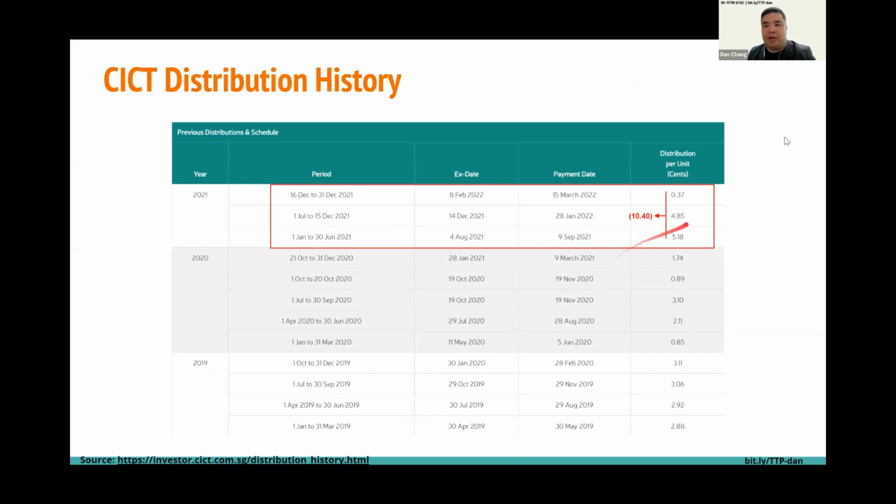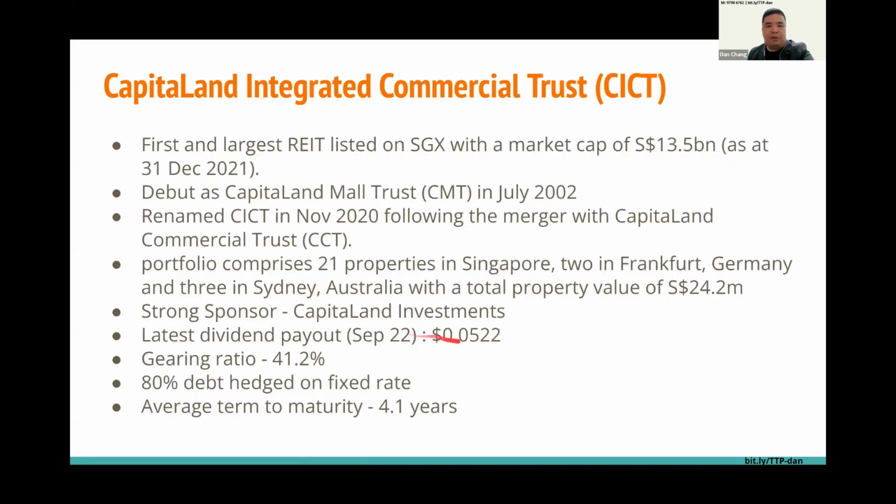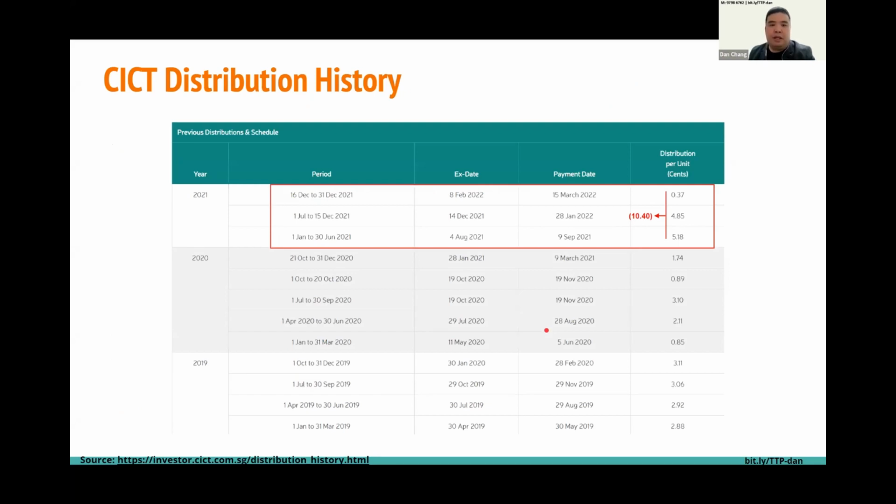Coming back to this distribution, why do I need to explain a bit on this? Because in the past, they paid out 4 times a year. But since 2021, they have changed their distribution to 2 times a year. I don't have the data for 2022 because in 2022 they only paid out 1 time, in September, which is 5.22 cents. The next one is going to be announced maybe in the next earnings season. So I will use data from 2021.